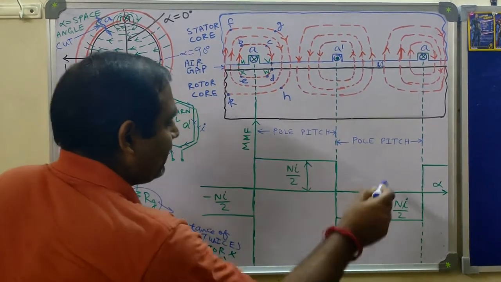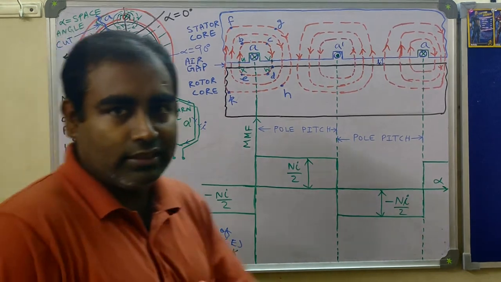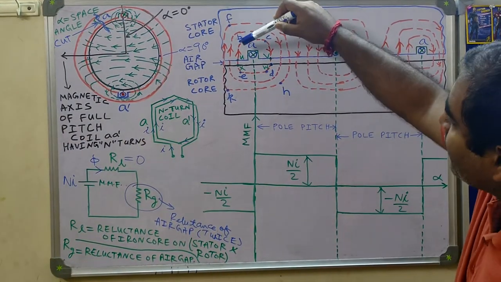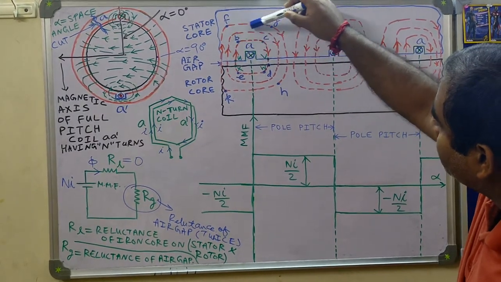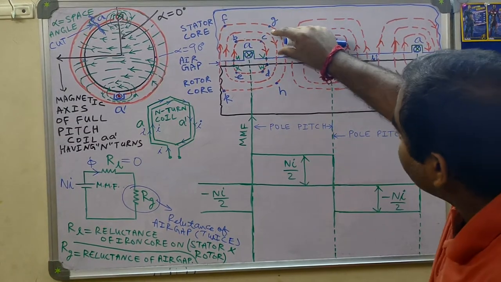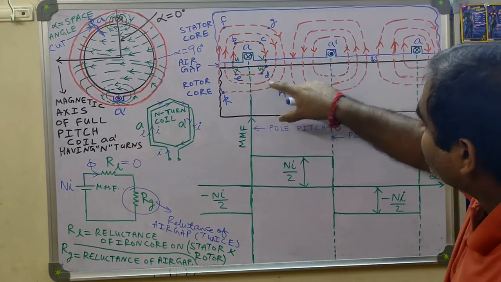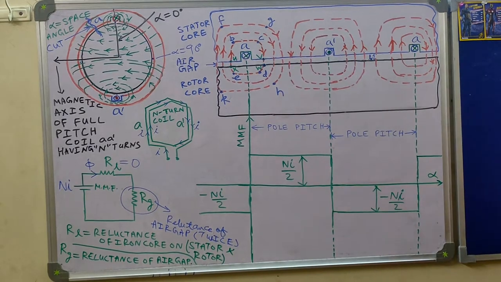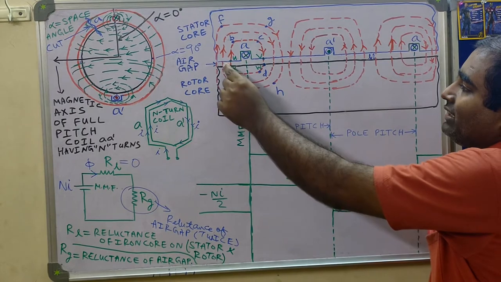Now why is this line flat? You can figure it out here. Initially, which path have I taken? I have taken this inner path. Now even if you take this outer path, what will you find? The portion of the path lying in the stator core iron and the portion lying in the rotor core iron will have negligible reluctance. So again, this outer path is also crossing the air gap twice.